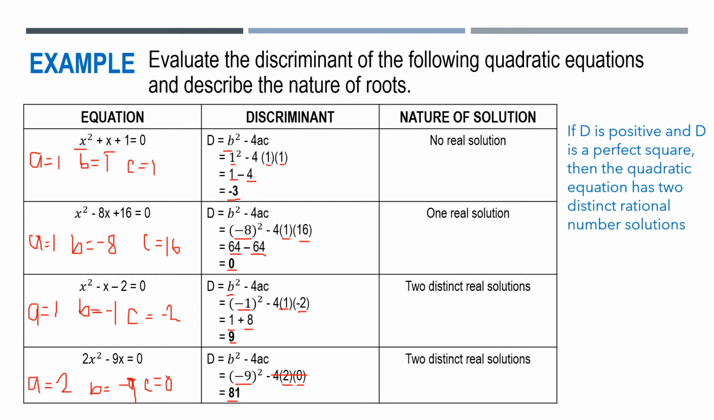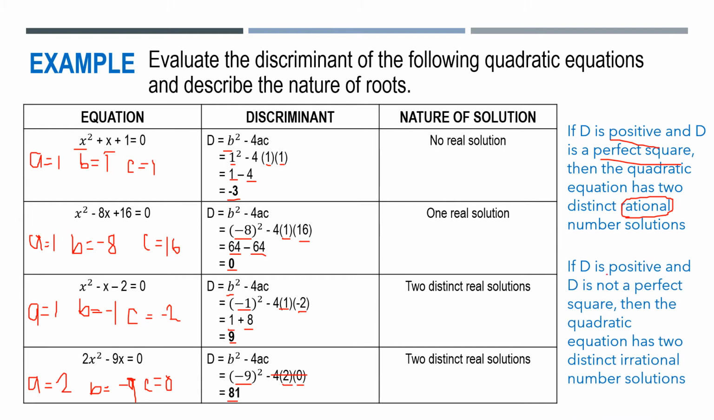So, if D is positive, tandaan, kapag positive, and D is a perfect square, then the quadratic equation has two distinct rational number solutions. How about this one? If D is positive again, but D is not a perfect square, then the quadratic equation has two distinct irrational solutions. Tandaan, kapag positive and perfect square, rational. Kapag positive and not perfect square, irrational. So let's have an example.